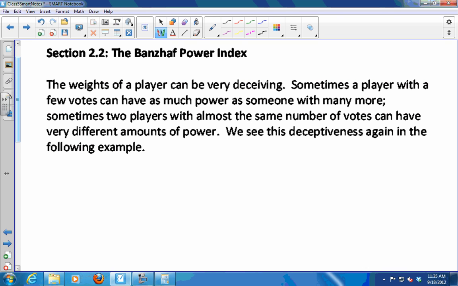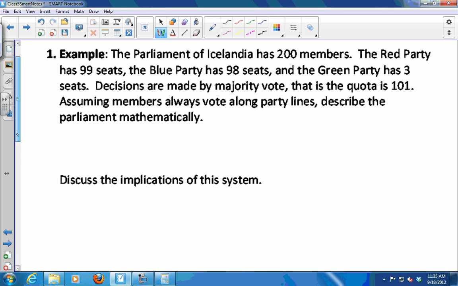So this deceptiveness happens again in this example. We have the Parliament of Icelandia that has 200 members. The Red Party has 99 seats. The Blue Party has 98 seats, and the Green Party holds 3 seats. Decisions are made by a majority vote. That is, it takes 101 votes to pass a motion, more than half.